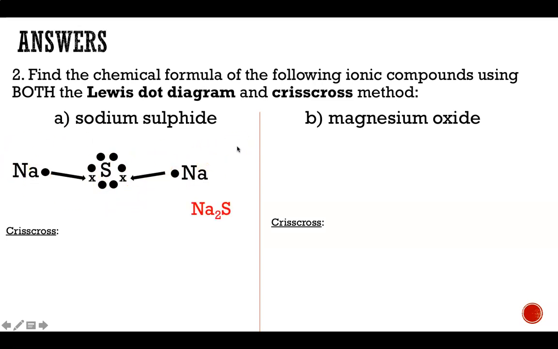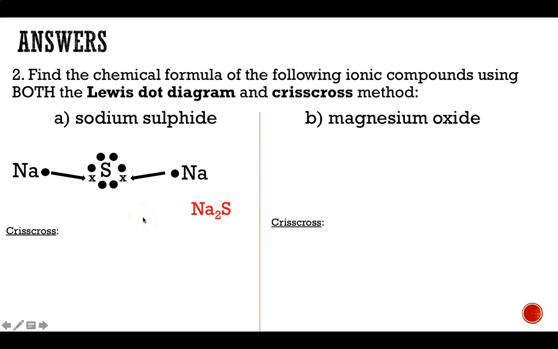And we can write our chemical formula. Remember, these numbers at the bottom tell us how many of each we have. So here we have 2 sodiums, and if there's nothing there, then that means there's an invisible 1, so there's 1 sulfur.